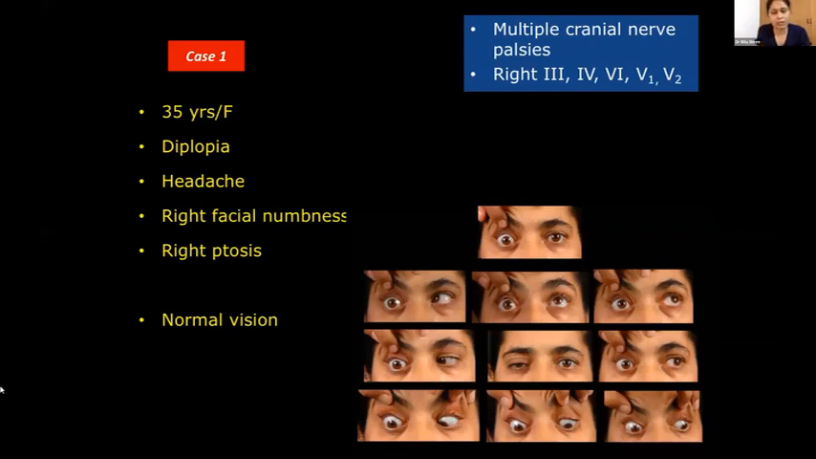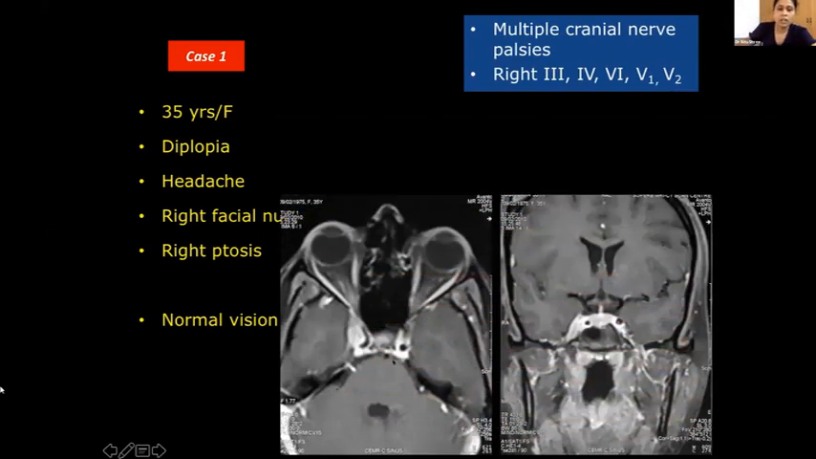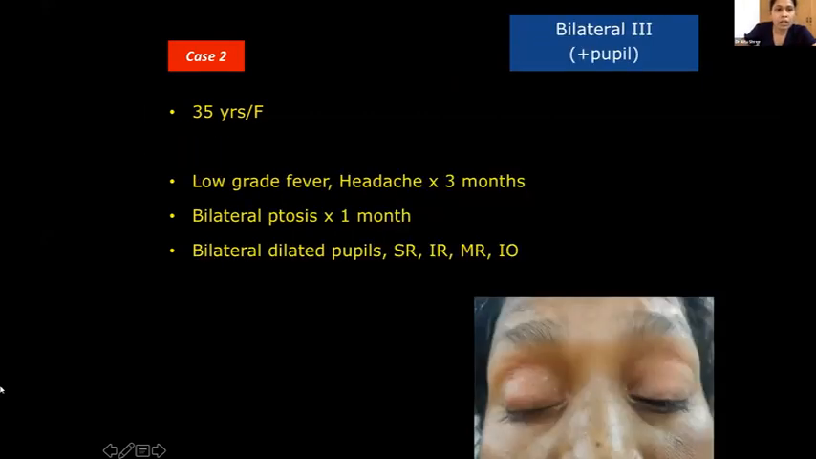The orbital apex is out because the patient did not have any vision loss. The vision is normal. There is involvement of both the ophthalmic as well as maxillary division. The lesion is likely in the middle part of the cavernous sinus. So when we did MRI, there was a lesion in the cavernous sinus.